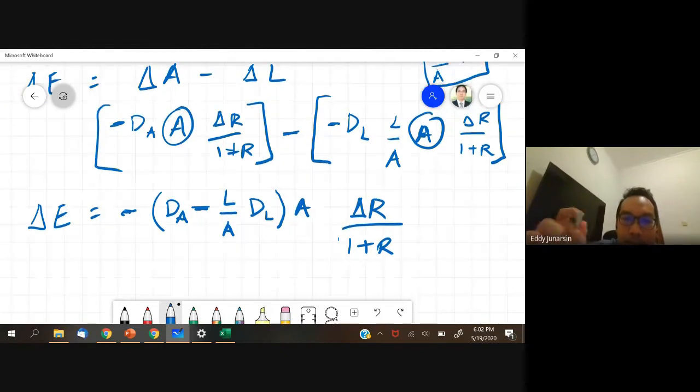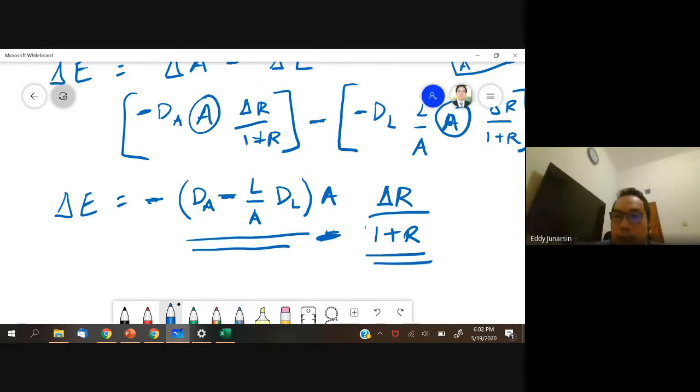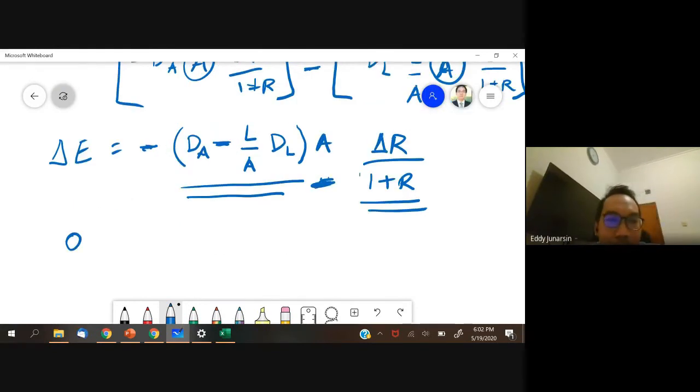But before we go to the example, one thing that I should ask you to imagine is that you see three components here. This is the first component, the second component, and the third component, right? So tell me, if we want the change in equity to be zero, we have three possible components to handle, right? The first one is this one. Let's start from the right side. The change in interest rate divided by 1 plus original interest rate. Do you have control over this?